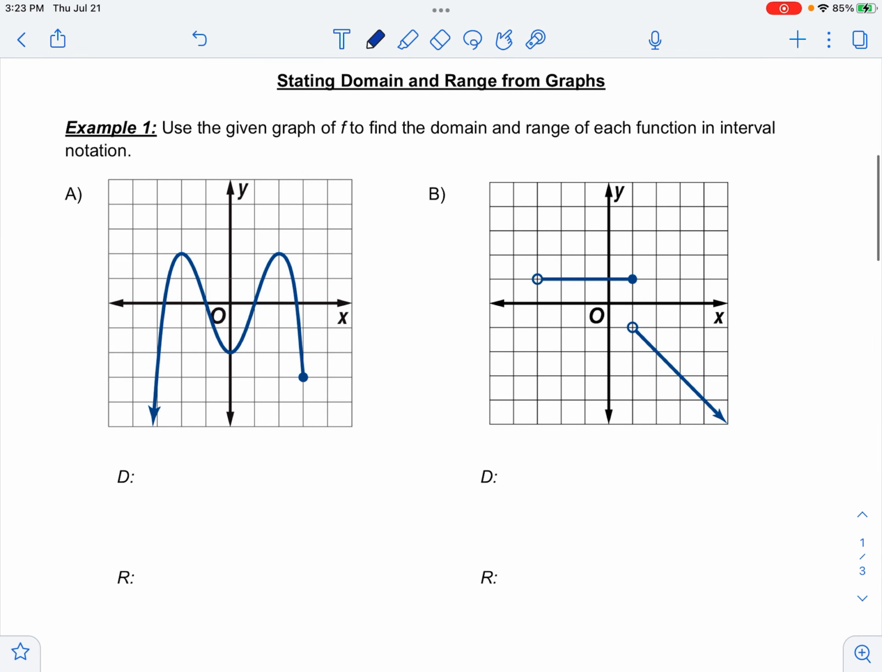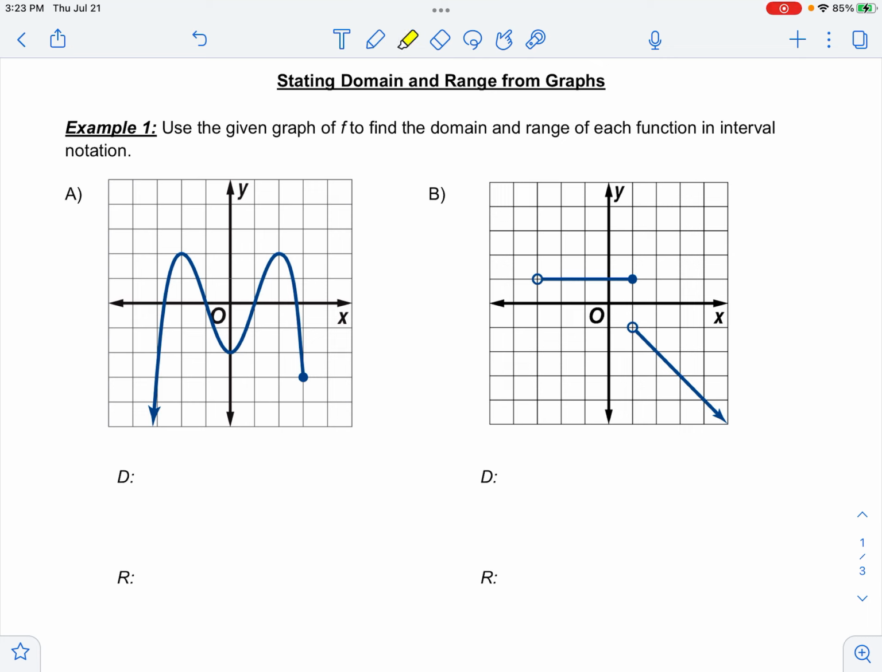Okay, so now on to the lesson for the day. We're going to start with domain and range of graphs. This you've been doing your entire high school career. We do it in every single class. We'll be writing our answers in interval notation. That's what the directions say. So find the domain and range, write your answer in interval notation.